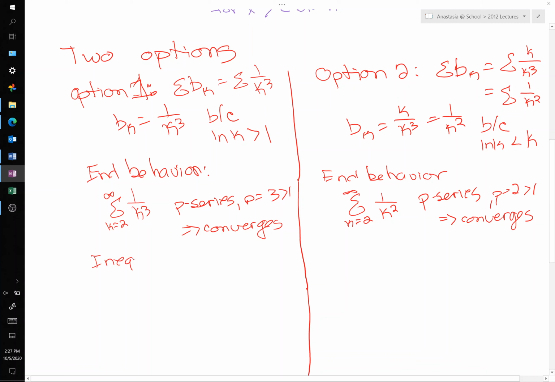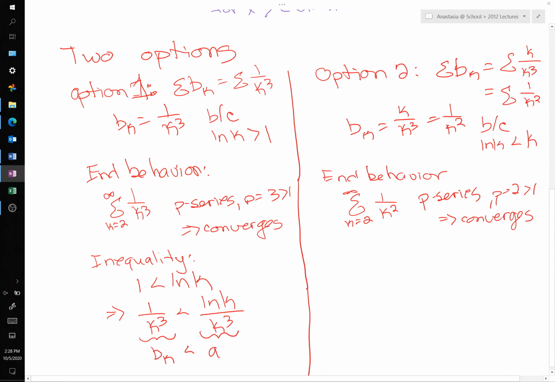So for option 1, where we have 1 over k cubed, we use the fact that 1 is less than the natural log of k. So that's going to mean that 1 over k cubed is less than the natural log of k over k cubed. So this is our comparison series, bk. This is our original series, ak. Now we have that our comparison series converges.